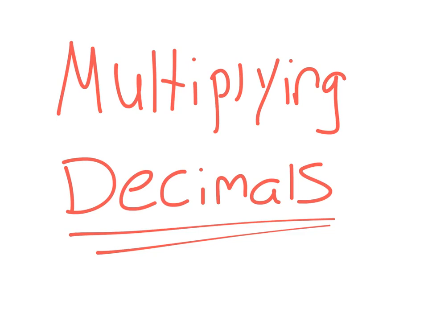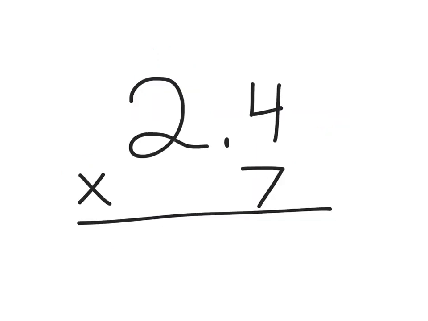This short clip is going to help you with multiplying decimals. In an example like this, my advice is to just ignore the fact that the decimal exists. Just do the math like you normally would. So first I have to figure out 7 times 4.